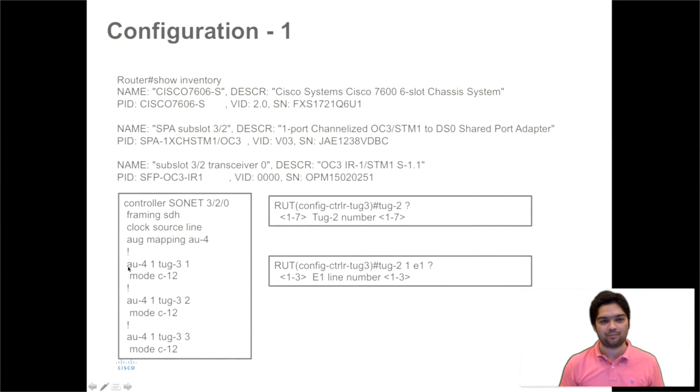Each AUG, in short AU, will have 7 TUGs, and in each TUG, there would be a maximum of 3 E1s. So that would make it, as a whole, 63 DS1s. I'll take you through all these steps that we talk about in this presentation on a live console.